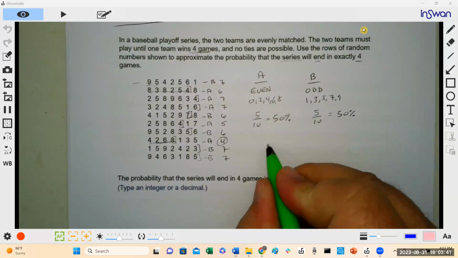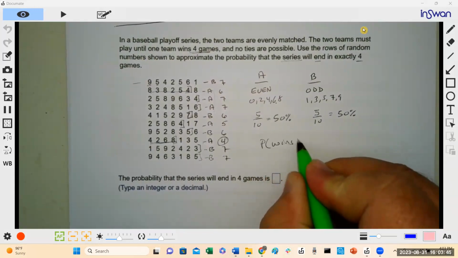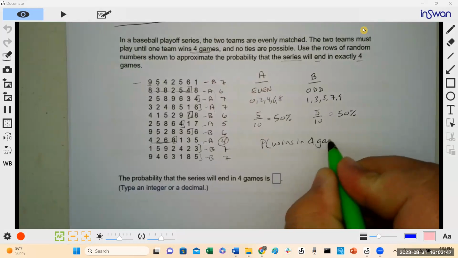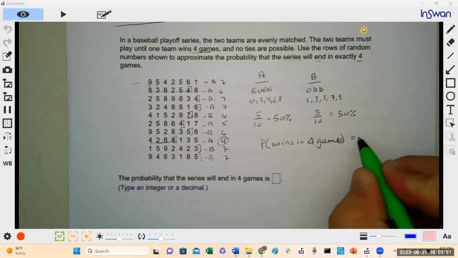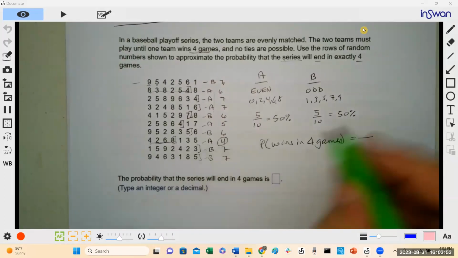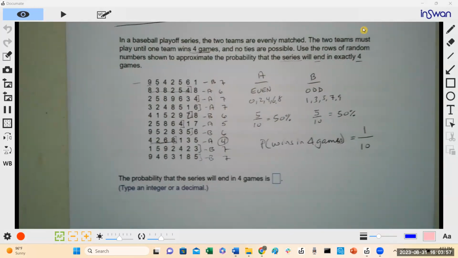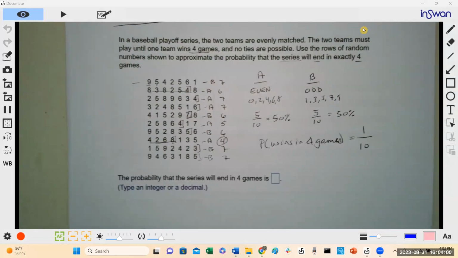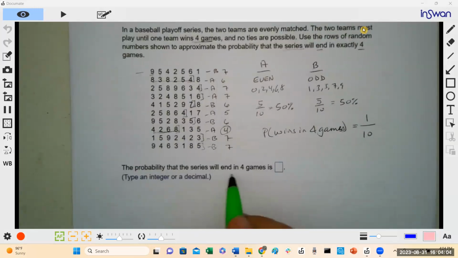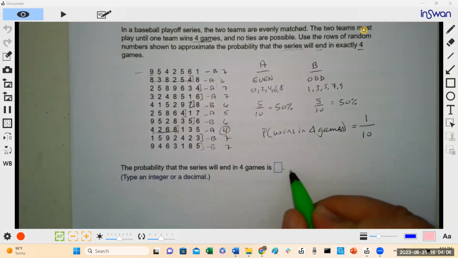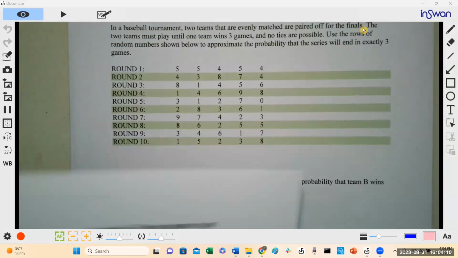So the probability that somebody wins in 4 games, it'll only happen one time out of 10. So that's the probability, one out of 10. So the probability the series will end in 4 games is 1 out of 10. Let's do another one.